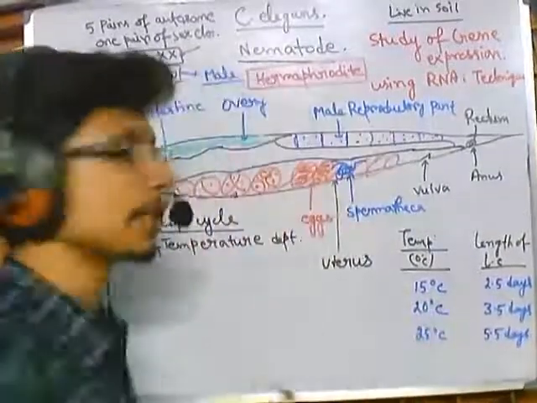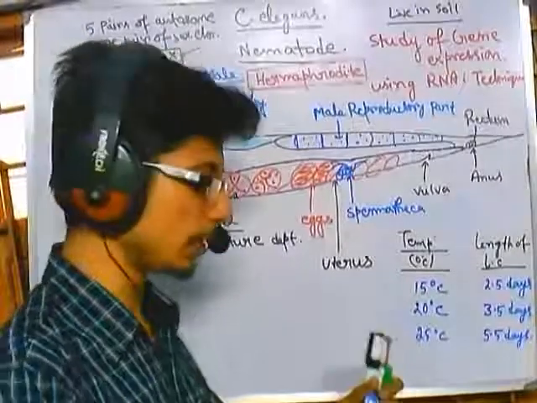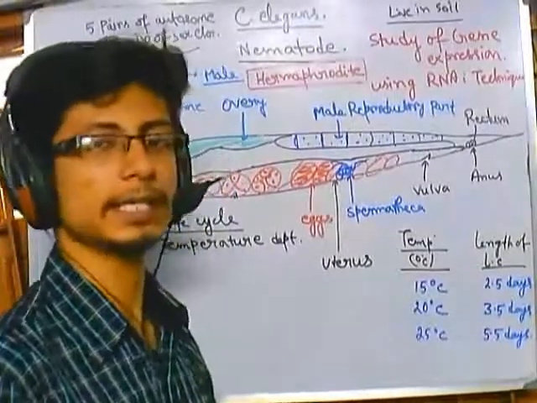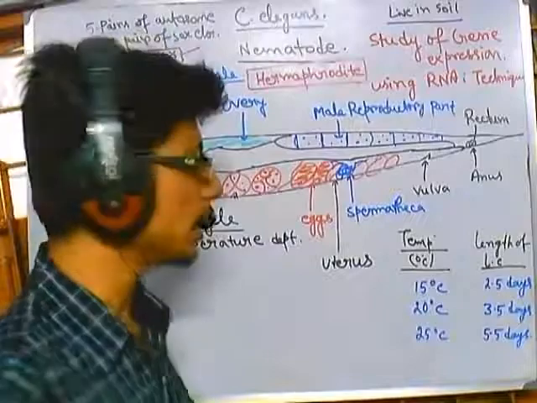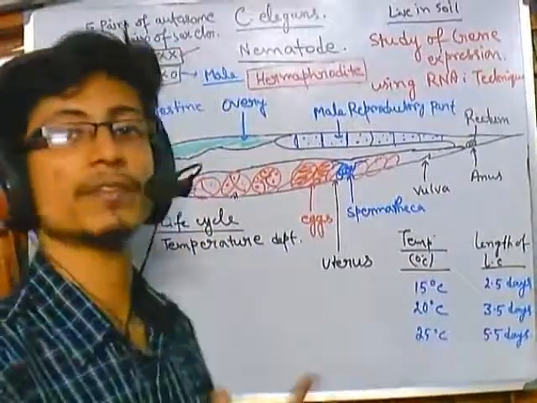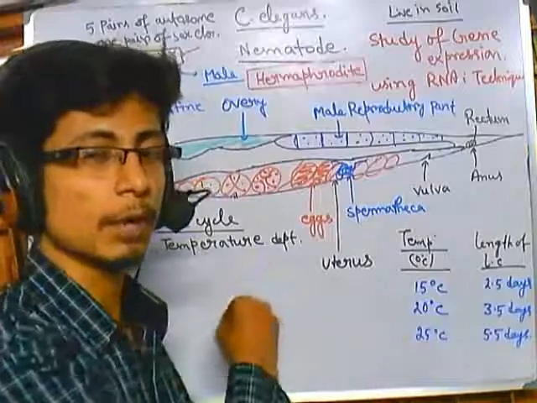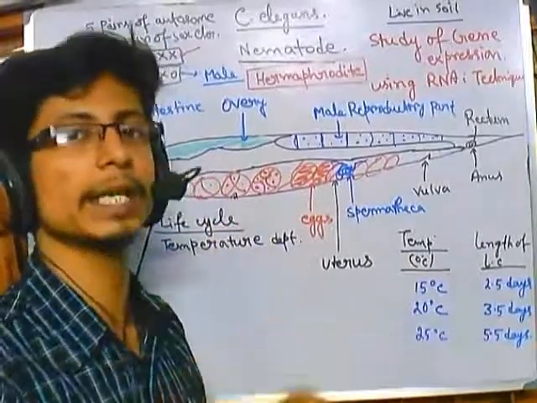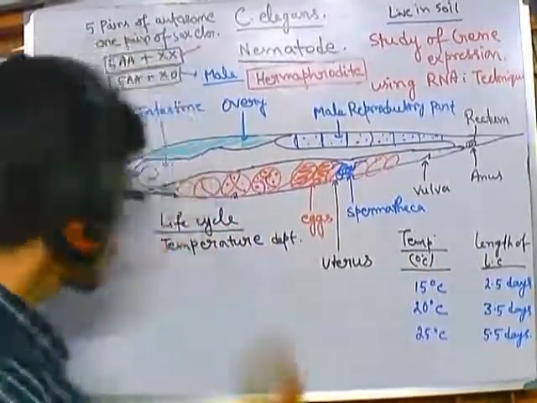More than 25 degrees Celsius, 30 to 35, will hamper the life cycle of C. elegans and they will die soon. Not only do they die, they enter into a new type of stage, which I'm going to talk about now, which is another very important uniqueness of C. elegans.